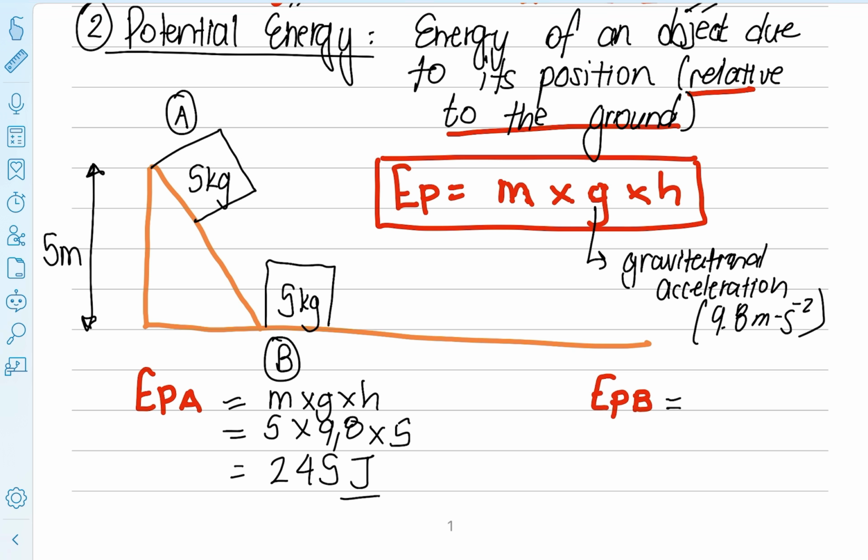Then for potential energy at B, at this point, we'd still again say mass times gravity times height. The mass is obviously still 5. Gravitational acceleration is always 9.8. Multiplied by its height relative to the ground. Over here, it was 5 meters above the ground. Then your object slid down and now it's literally on the ground itself. So the height of the object relative to the ground is 0. And that's why the potential energy here would be 0 joules. Okay, so that's what we see. Kinetic energy versus potential energy.